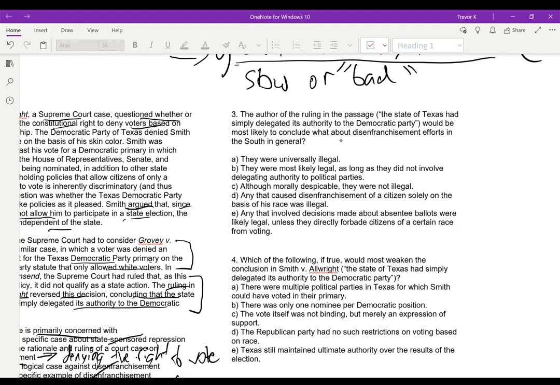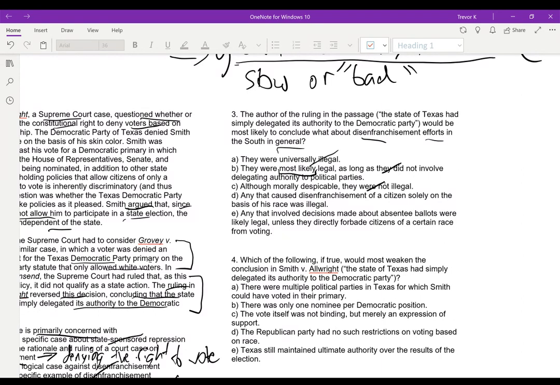So would be most likely to conclude, what about disenfranchisement efforts in the South in general? All right. They were universally illegal. Nope. We don't know about universally illegal. This is a pretty narrow case. So, can't say that. They're most likely legal as long as they, again, we don't know about most likely legal. We really only know about this specific case. Though morally despicable, they were not illegal. No.